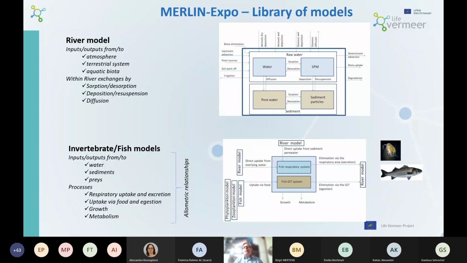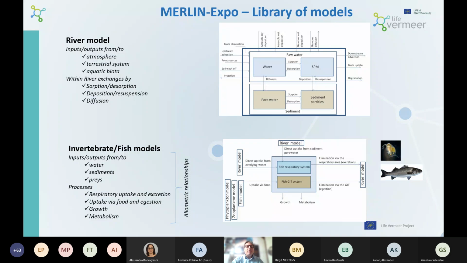So first, a short presentation of the models which are included in the tool for simulating the fate of chemicals in rivers and in aquatic food webs. In the tool, there is a model simulating the fate of chemicals in rivers, simulating, for example, the processes of adsorption, desorption of chemicals between water and suspended matter, deposition and resuspension between overlying water and sediments, and diffusion of chemicals between sediment pore water and overlying water.